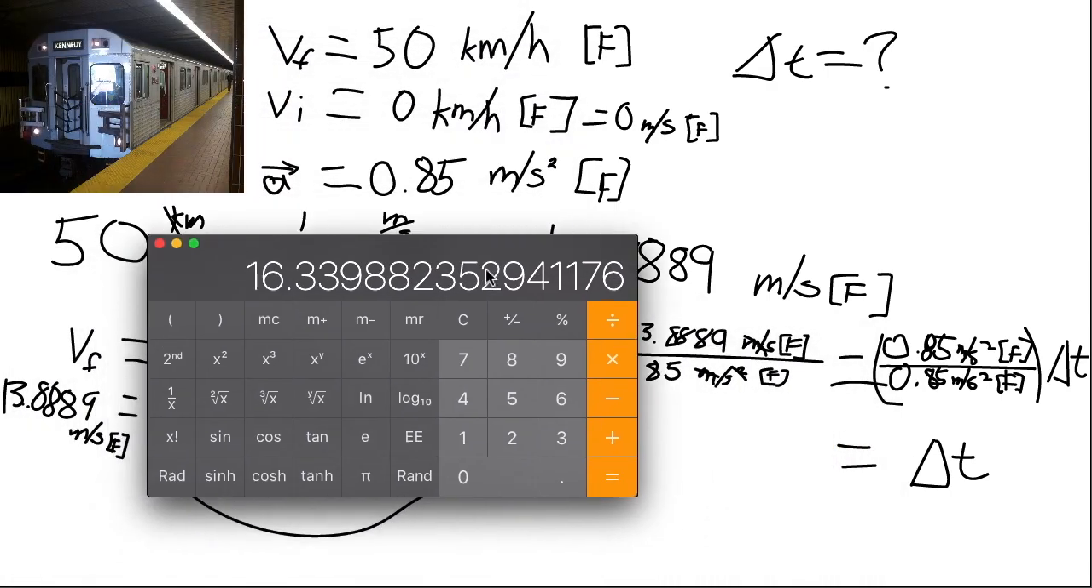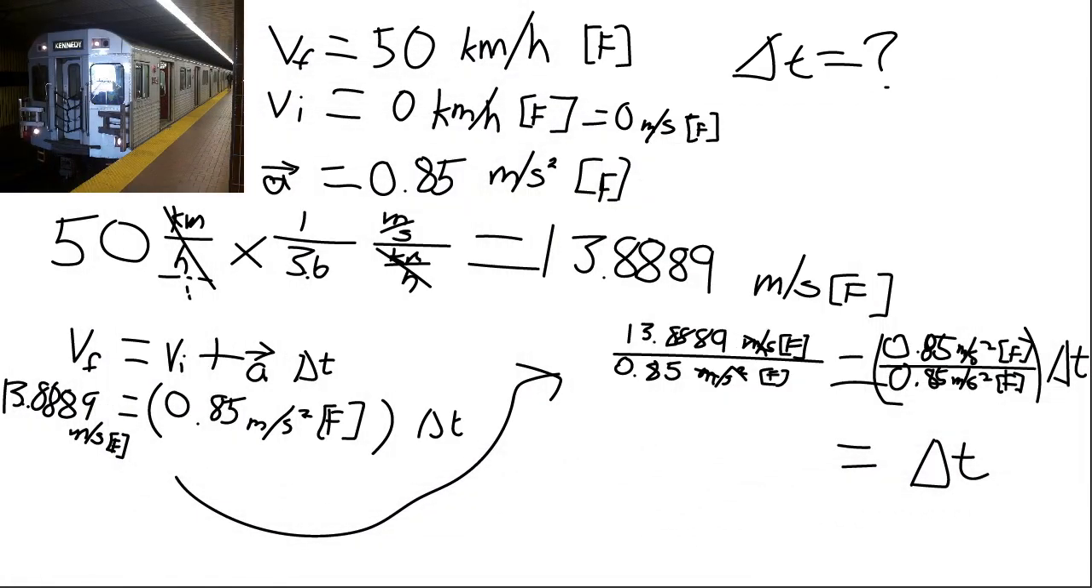We'll round according to sig figs. The least amount of sig figs was 2, since the 0 has infinite sig figs because it's stopped. So 2 sig figs: 16 seconds. And so we can finally put in our therefore statement.